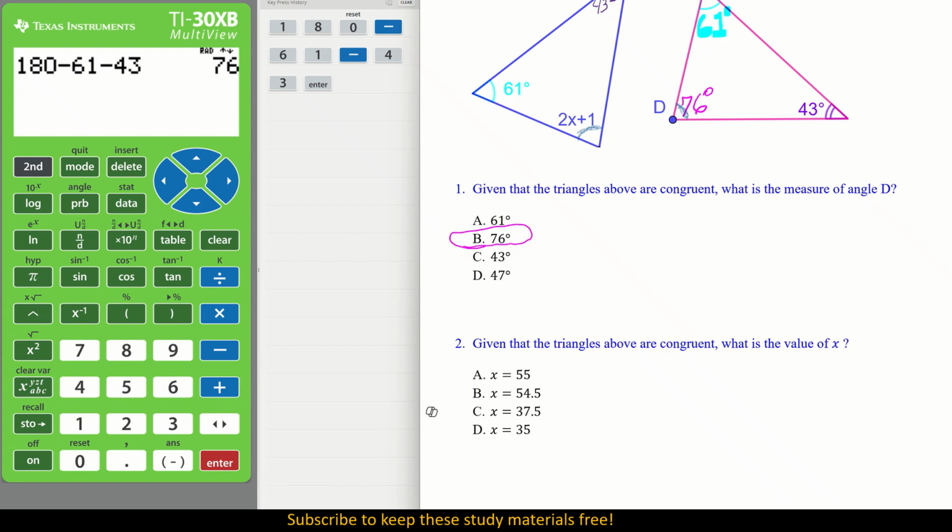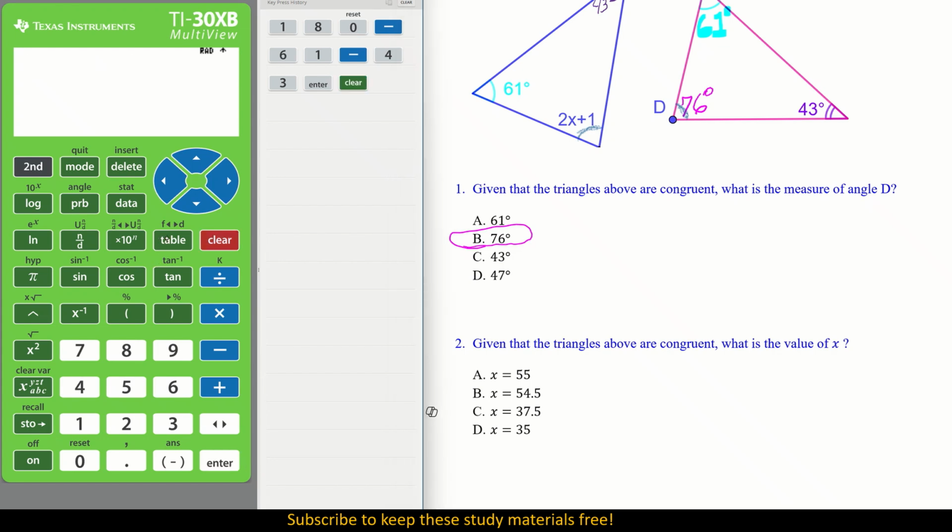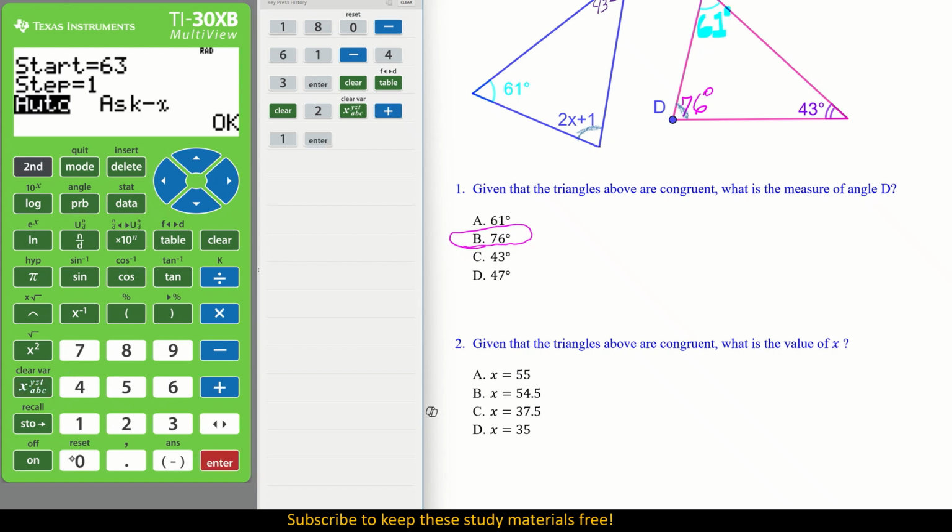All right, so let's clear everything out. Go to table, clear that out. So I'm going to do this. I'm going to say 2x plus 1, okay, and enter. I'm going to start at 0, enter, and this is what I'm going to do. I'm going to use ask. I'm going to push enter, okay?